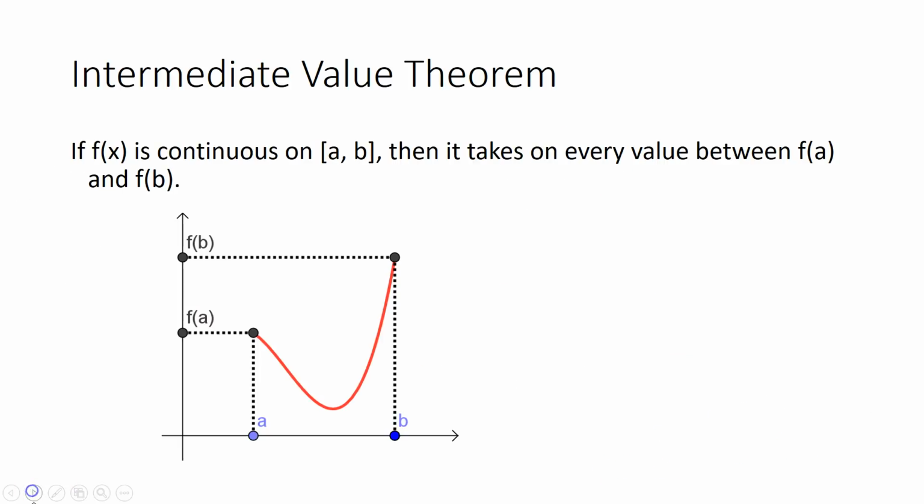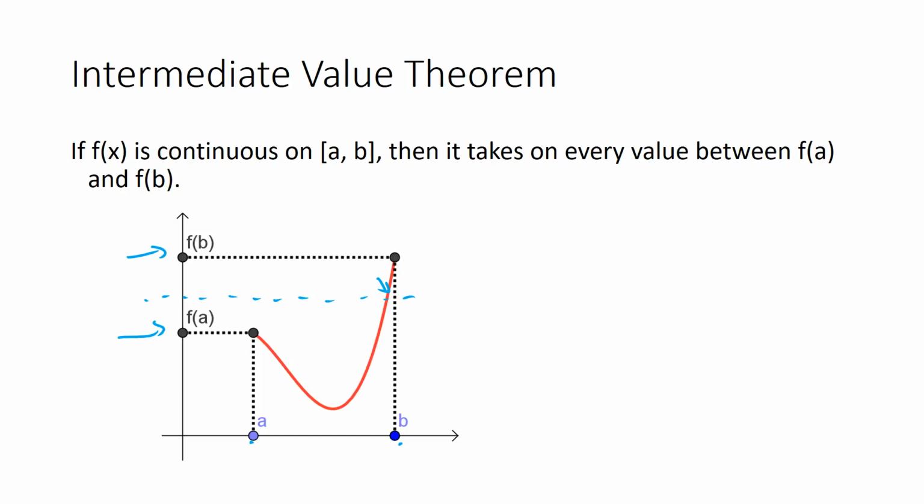So a little bit more formal definition of this. If f is continuous on [a, b], so from a to b here, then it takes on every value between f of a and f of b. Now again, it can go outside, right? This actually goes on some values outside, but every single value between f of a and f of b must be hit by the function at some point.